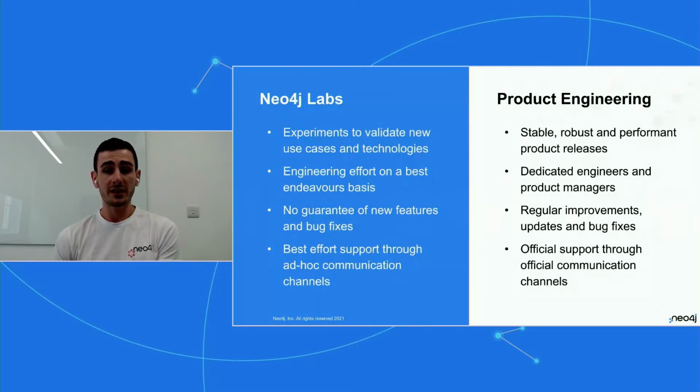Compare that to a product engineering product, which are essentially stable, robust, and performant. There's always a dedicated engineering team and product managers for each product. There's also going to be regular improvements because of that dedicated engineering effort, including updates and bug fixes. And there's official support, in addition to ad hoc support as well. We're pretty active on Discord, and we were on Slack before Discord, and we really like to engage with our user base.